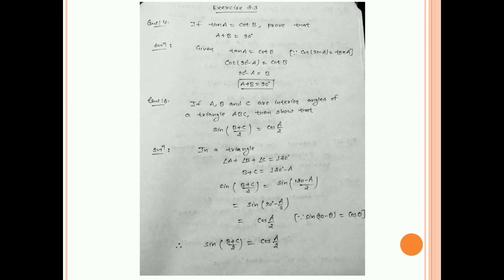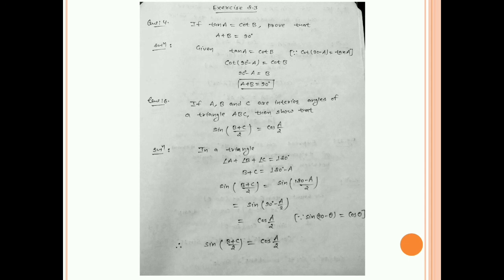So the solution: it is given tan A is cot B, and as we know cot of 90 minus A is tan A. So we can write tan A as cot of 90 minus A. Now if we compare both sides, then 90 minus A will be equal to B. So A plus B will be 90 degrees. This is what we had to prove.